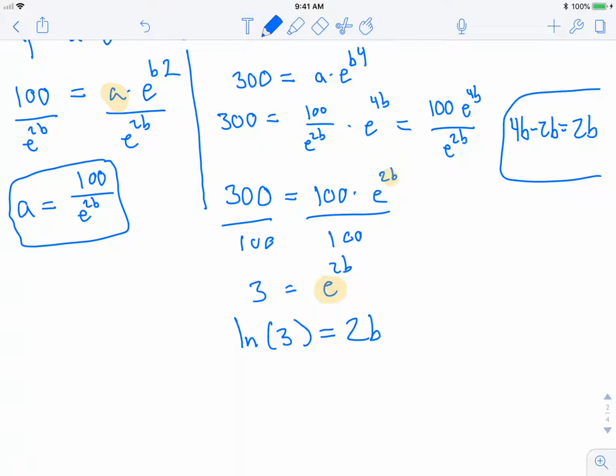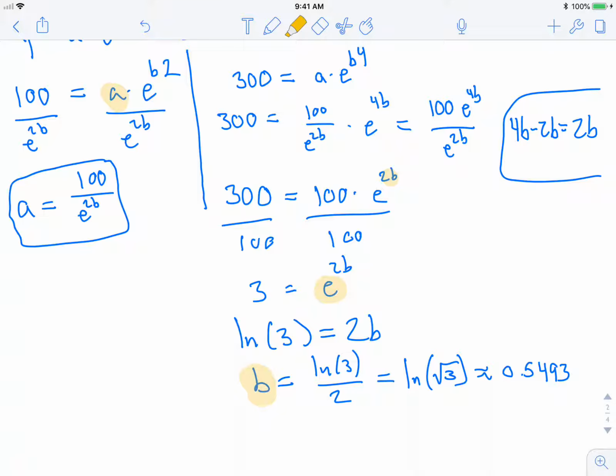And then finally, b is the natural log of 3 divided by 2, which is actually the natural log of the square root of 3, which is simply 0.5493. And we've solved half of the equation here. B has a nice numerical value for it now, 0.5493. Now we'll plug it in back up here and solve for a and be done.